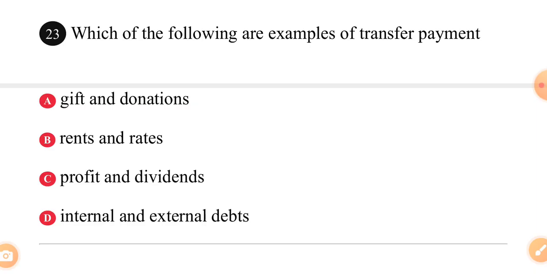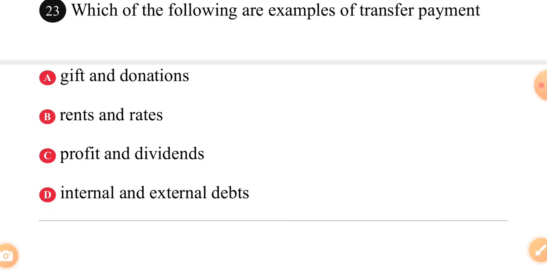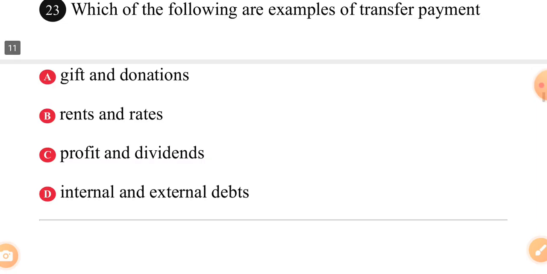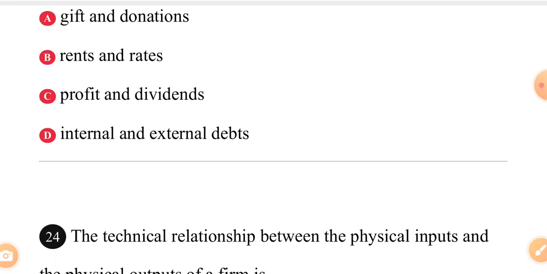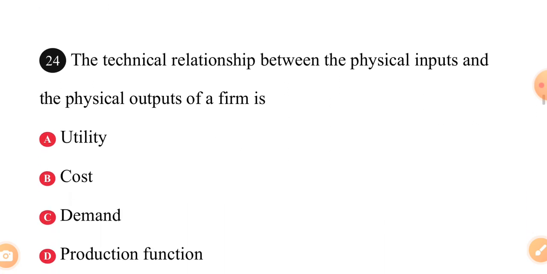Which of the following are examples of transfer payment? A, gifts and donations. B, rents and rates. C, profits and dividends. D, internal and external debts. The answer is A, gifts and donations. These are not major payments you make as a business person. They are just transfer payments.